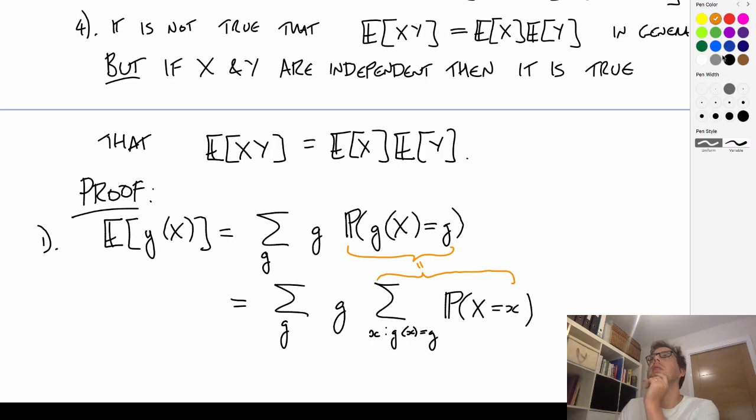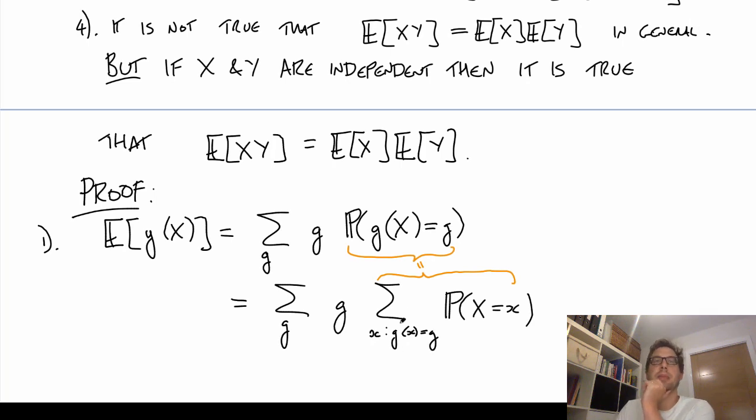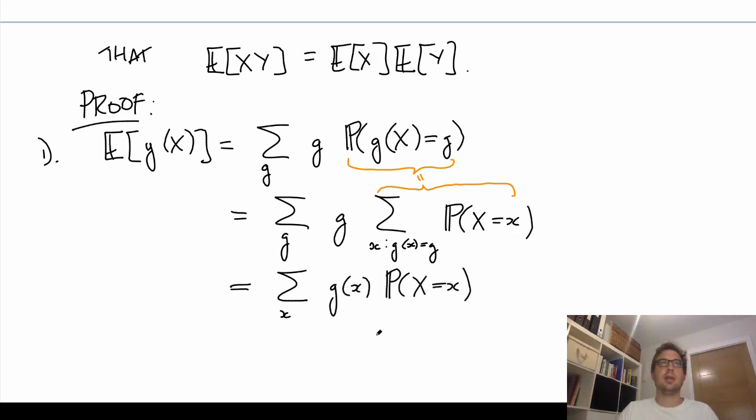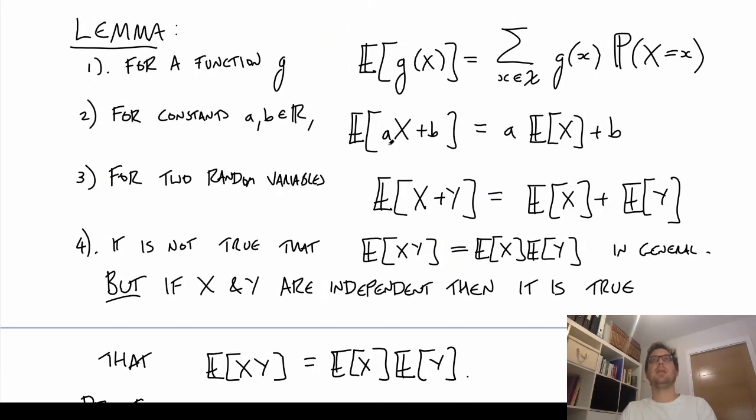Then what I could do is rearrange this sum a little bit, and notice this is really just summing over all the values of g and then all the values of x that give that value of g, which is the same as just summing over all the values of x. So I could just rearrange this sum, and notice this is the same as summing over the values of x of g of x times the probability that X equals x. Okay? Alright, next one. Number 2.